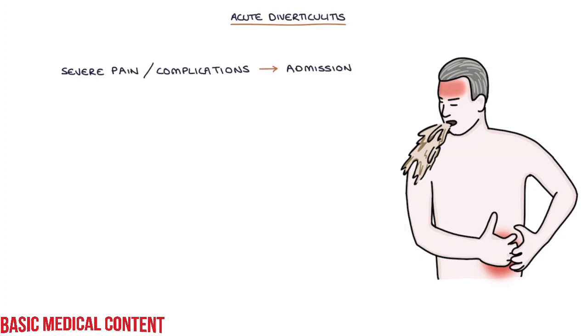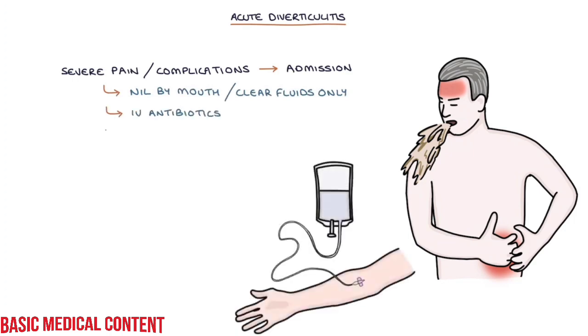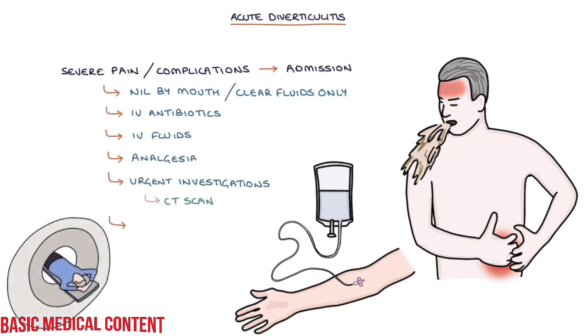Hospital treatment involves management as with any patient with an acute abdomen or sepsis, including nil by mouth or clear fluids only, IV antibiotics, IV fluids, analgesia, urgent investigations, for example, a CT scan, and urgent surgery may be required if there are complications.